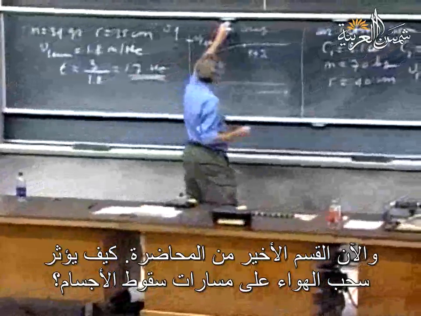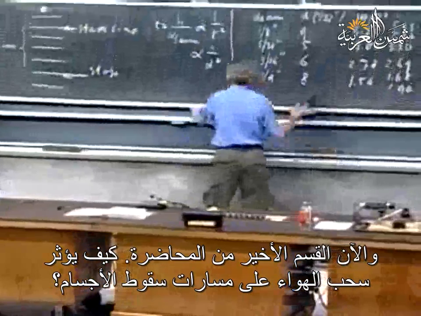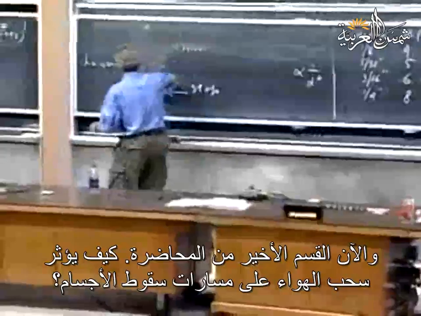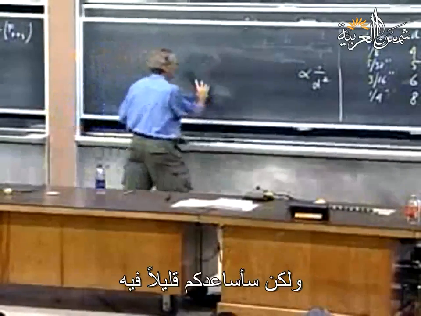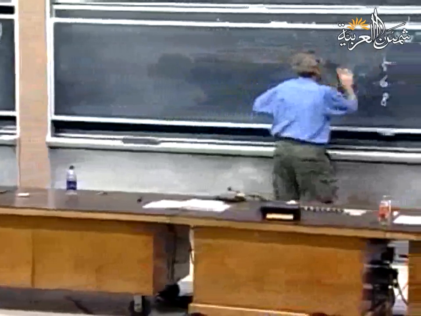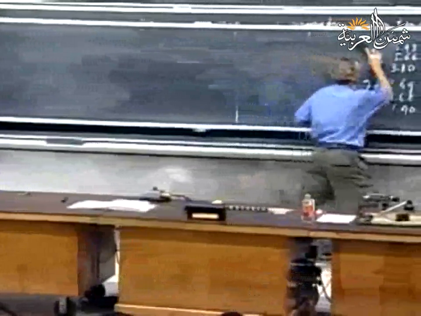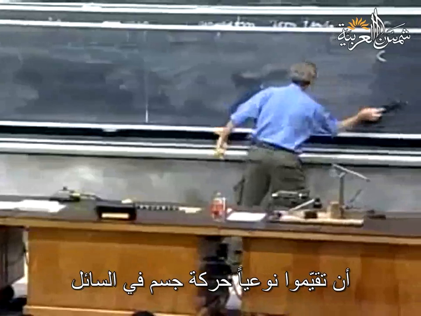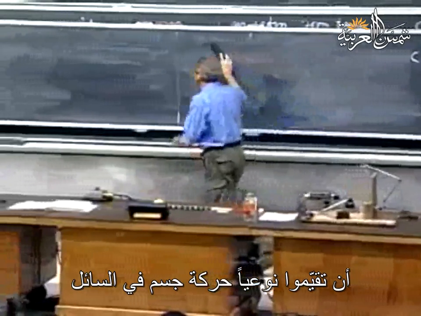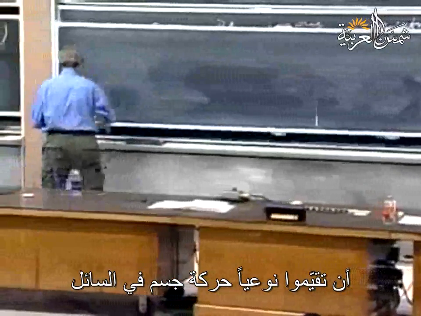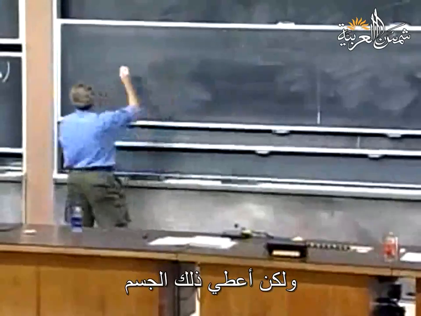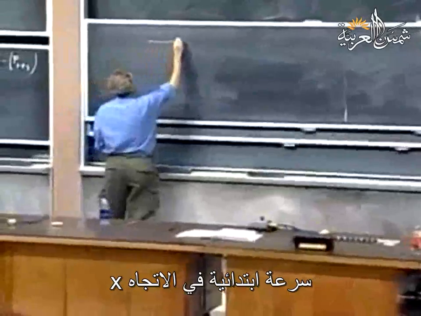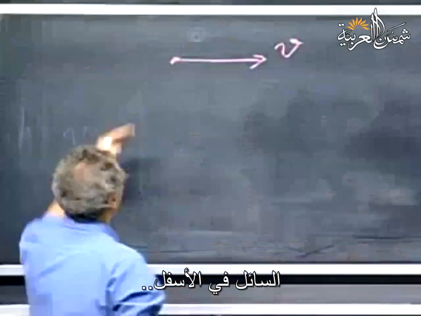Now comes my last part, and that is, how does air drag influence trajectories? And that is also part of your assignment, but I'm going to help you a little bit with that. In your assignment number 4, I'm asking you to evaluate quantitatively the motion of an object in liquid, but I give that object an initial speed in the x direction. And then there's a liquid below. Then gravity is there, and there's that initial speed.